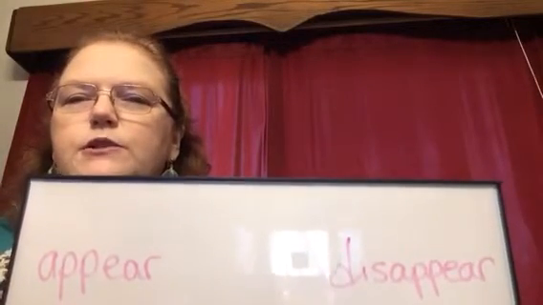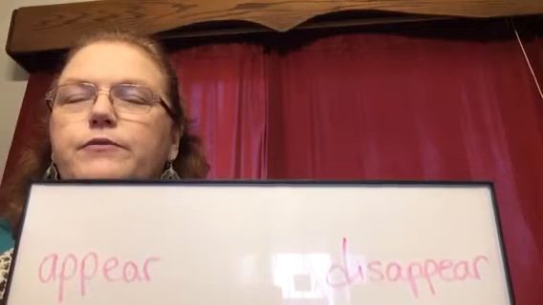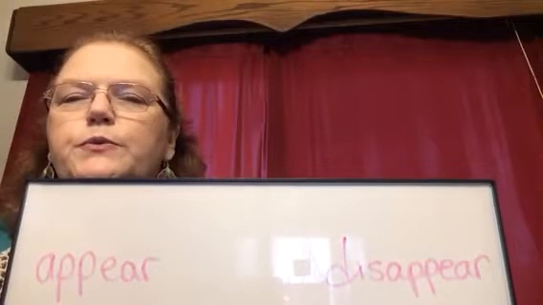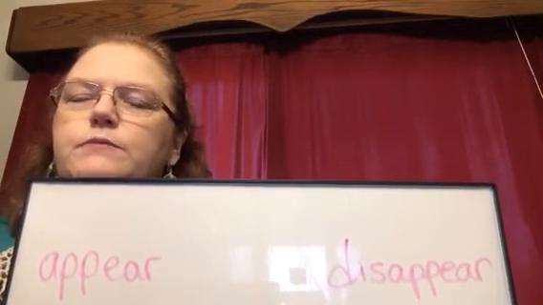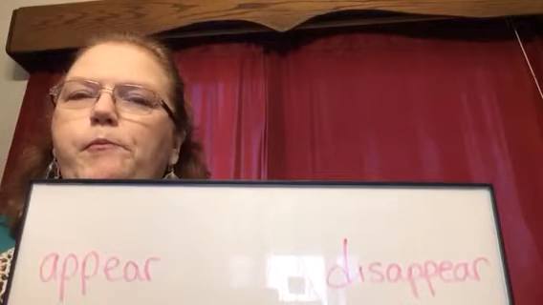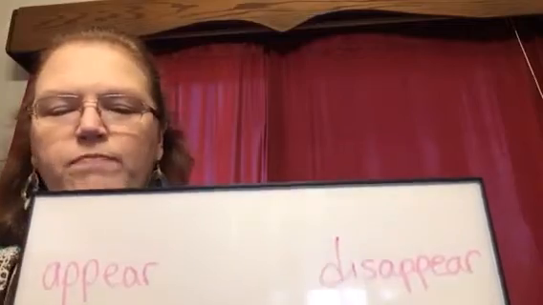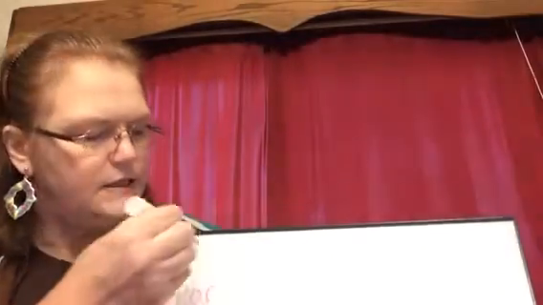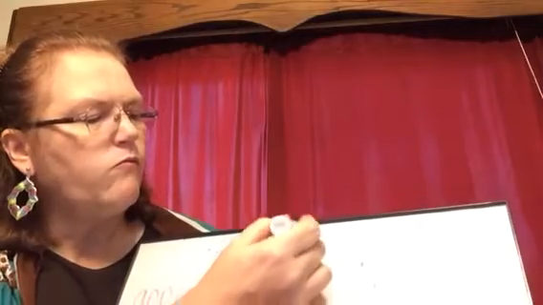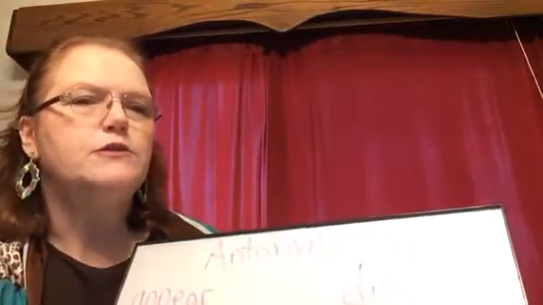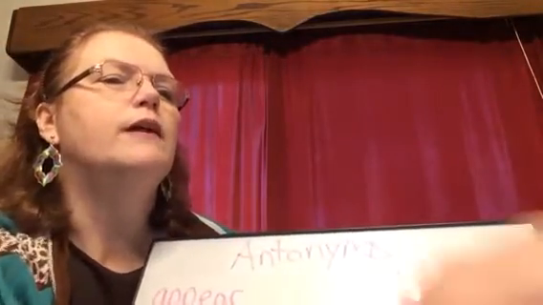I want you to look at these two words, appear and disappear. What can you tell me about those two words? Yes, they are opposite of each other, right? Well, the name that we call opposites is antonyms, and that means that it's two words that have opposite meanings. I should make sure I spelled that correctly. I did. Antonyms. There you go.